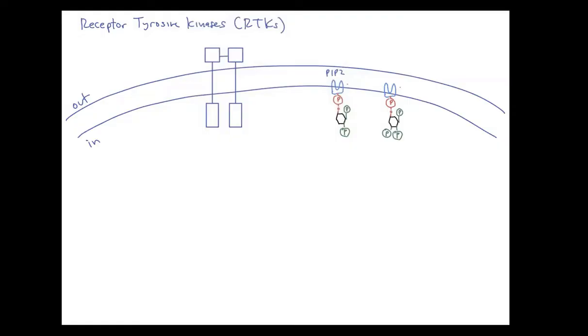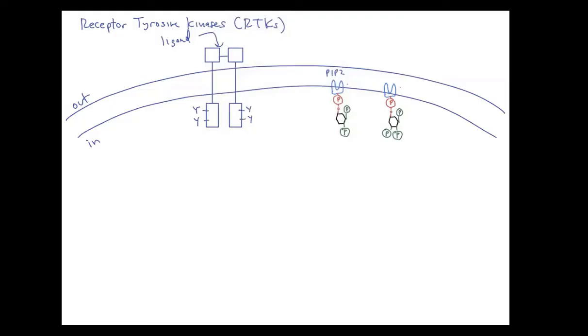So let's start with the ligand binding from the outside of the cell. After all, these are called extracellular receptors for that reason. And what happens when the ligand binds to the receptor, the intracellular part of the receptor has these tyrosine residues. Remember, tyrosine abbreviation is Y. And the receptor itself has tyrosine kinase activity.